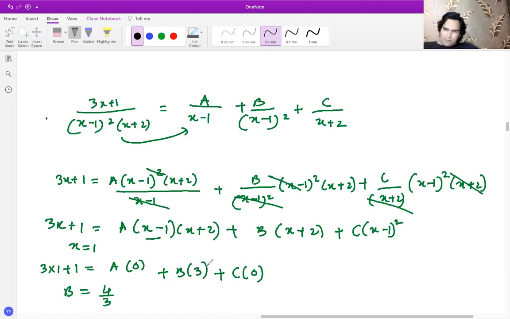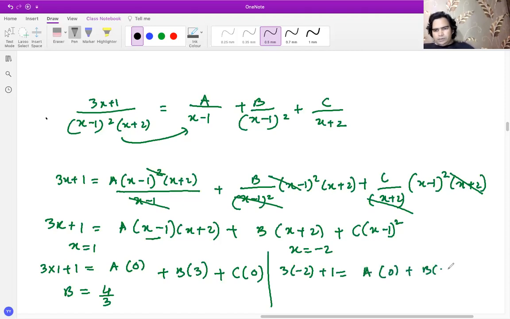Now already we got the b value. Now let's make the other factor 0. So if I take x equals -2 on both sides, we get 3 times -2 plus 1 equals a times 0 plus b times 0 plus c times -2 minus 1, which becomes -3 squared, which is positive 9. So if I simplify, it will be -5 equals 9c. And as a result of this, c is -5 over 9.